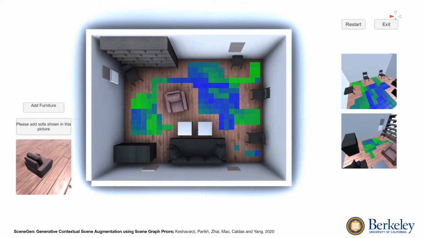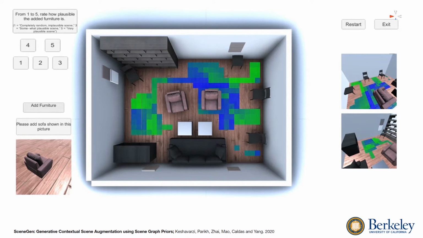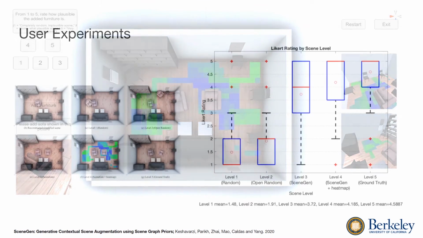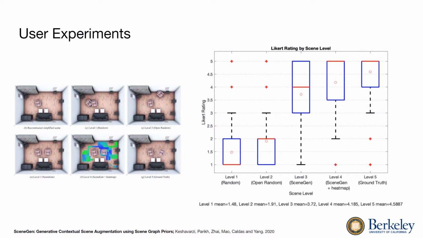And here's our user interface of how they interact with our experiment system. Basically, they click on Add the Furniture, and when the furniture is added, they just give a score from 1 to 5 of how plausible the furniture placement is. So here are some results. It's pretty promising. You see that people aren't giving very good scores actually to level 1 and level 2 because they were random placements, and they weren't looking really good.